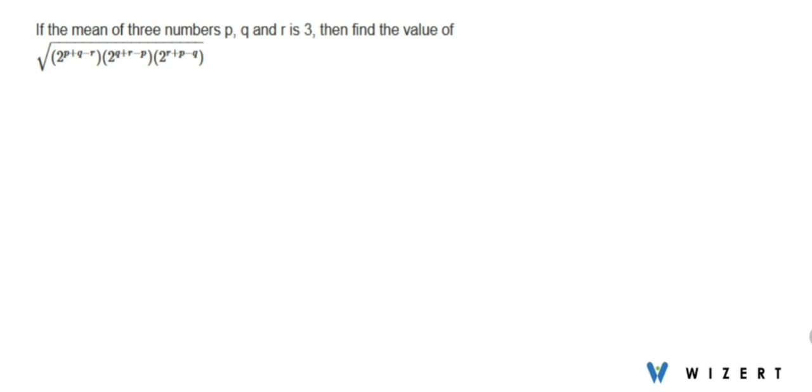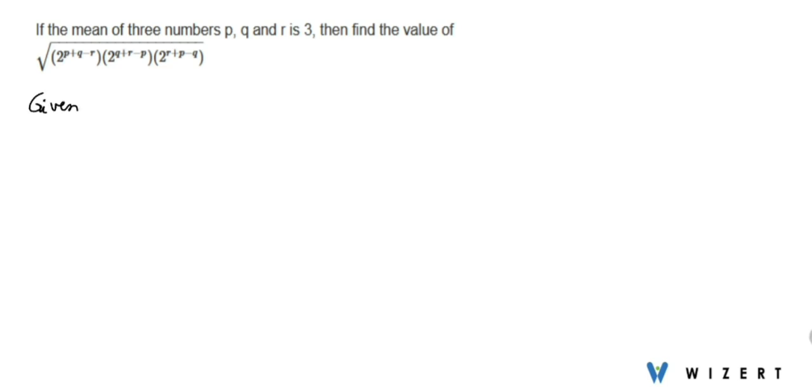If the mean of three numbers p, q and r is given as 3, then find the value of under root of 2 to the power p plus q minus r multiplied by 2 to the power q plus r minus p multiplied by 2 to the power r plus p minus q.